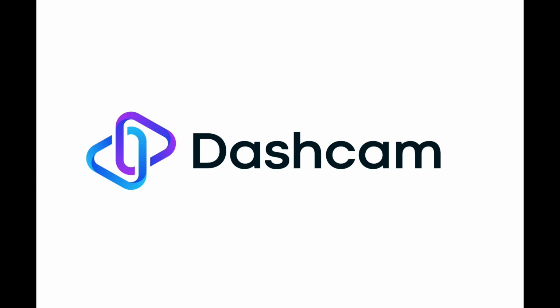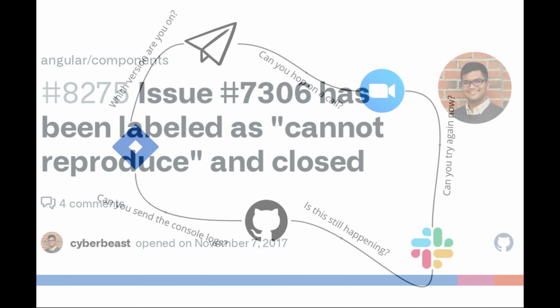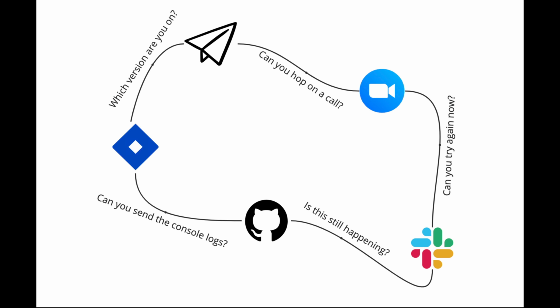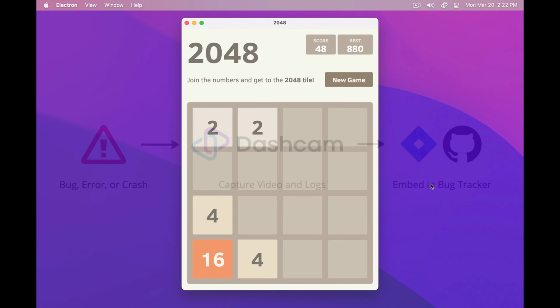Today, I'm going to demonstrate how you and your team can build higher quality software faster with Dashcam. If you build software, you're probably familiar with how difficult it can be to reproduce issues. This leads to a bunch of wasted time going back and forth trying to add context to resolve the problem. With Dashcam, you can capture the steps to reproduce every bug as it happens, and supply the dev team with everything they'll need to resolve issues quickly. Let me show you how.